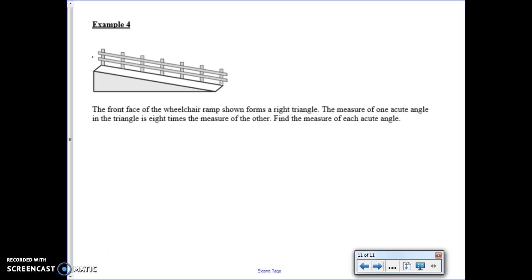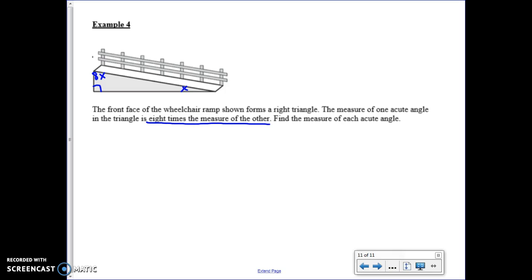All right, so let's put this into practice. We know the front face of a wheelchair ramp forms a right triangle. The measure of one acute angle in the triangle is 8 times the measure of the other. Find the measure of each acute angle. Okay, so I know that's 90, that right angle. If I call this x because I don't know it, it says the measure of one is 8 times the measure of the other. So if this one is x, then this would be 8 times x.